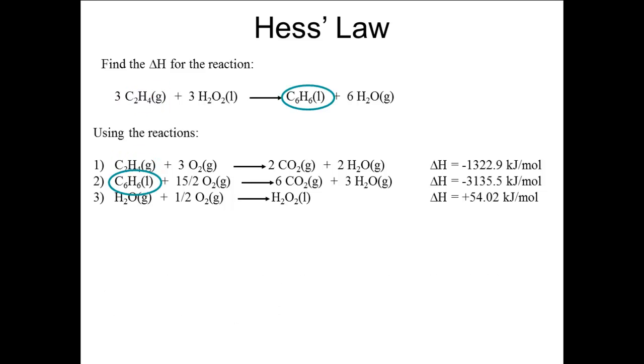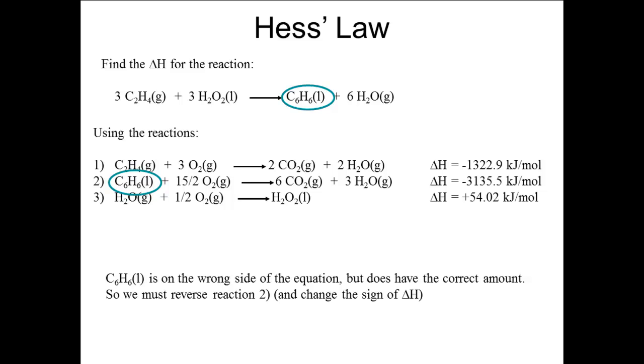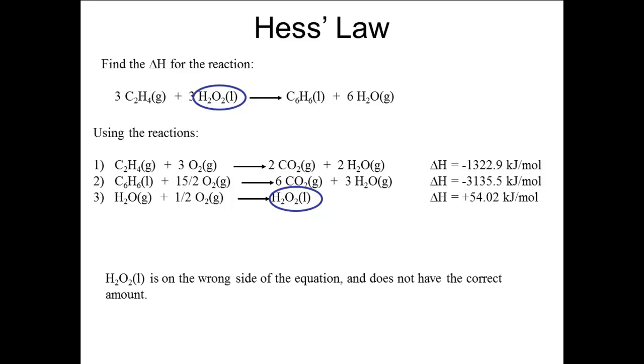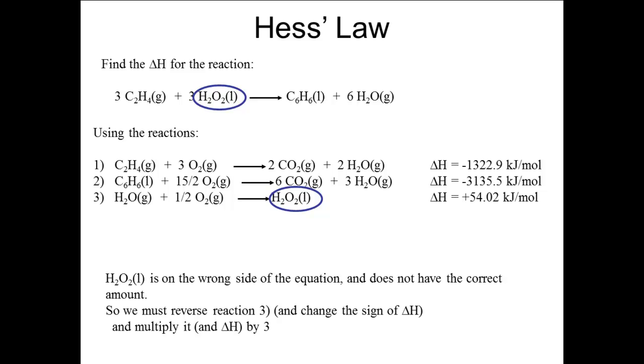For C6H6, the substance is on the wrong side of the equation, but it does have the correct amount. To correct this, we need to reverse reaction 2. Remember that this will change the sign of delta H. For the H2O2, the substance is on the wrong side and has the incorrect amount. So we need to reverse reaction 3, changing the sign of delta H, and multiply reaction 3 by 3, and do the same to delta H.